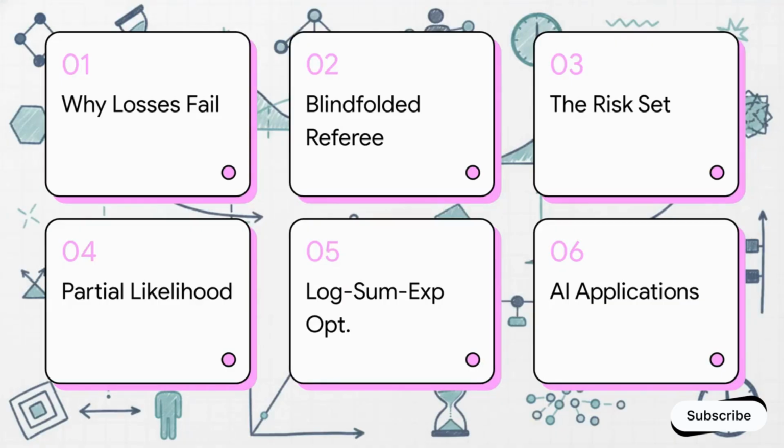Here is our precise schematic for today's briefing. 1. Why standard losses fail. 2. The blindfolded race referee. 3. Understanding the risk set. 4. Cox Partial Likelihood. 5. The log-sum-X optimization. And 6. Deep survival AI applications. Let's get to work.